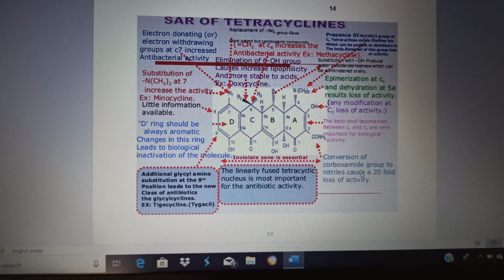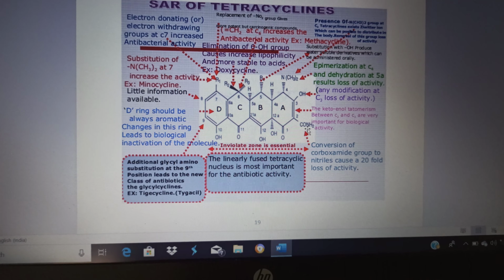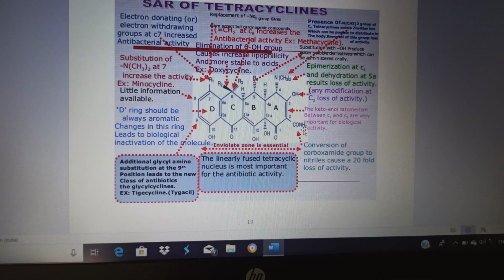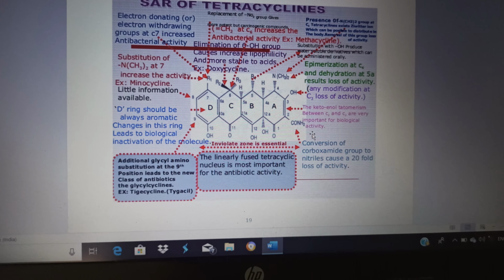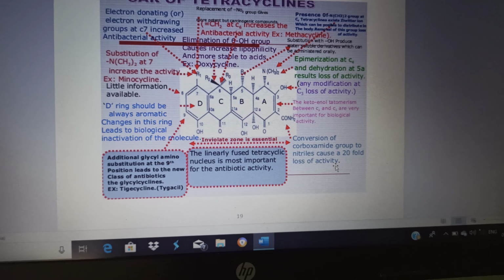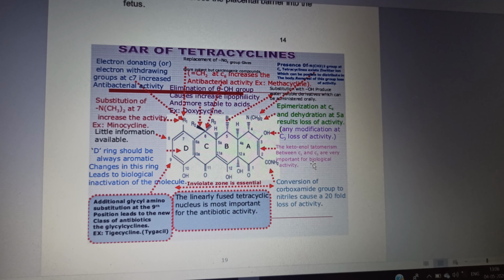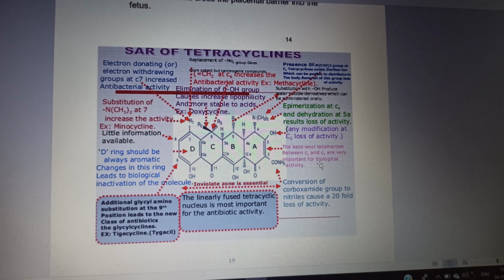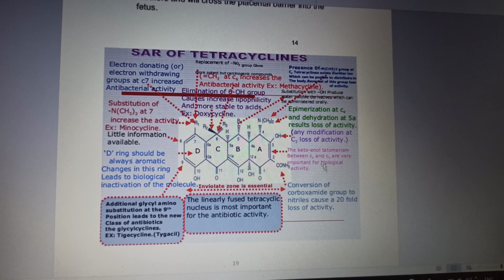Next point is the conversion of carboxamide, that is at C2 position the carboxamide group is converted into nitrile form or nitrile group, then it will decrease activity with a 20-fold loss. Next point is keto-enol tautomerization between C2 and C3 position is very essential for the biological activity.